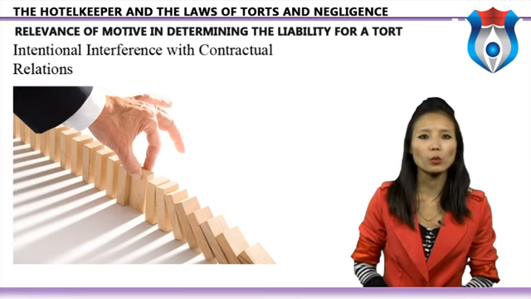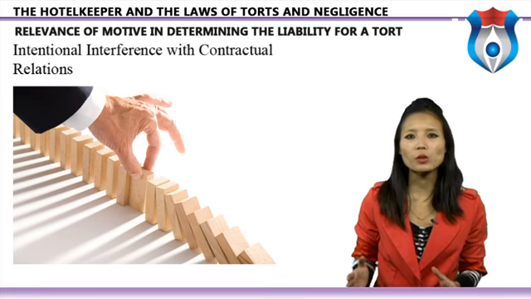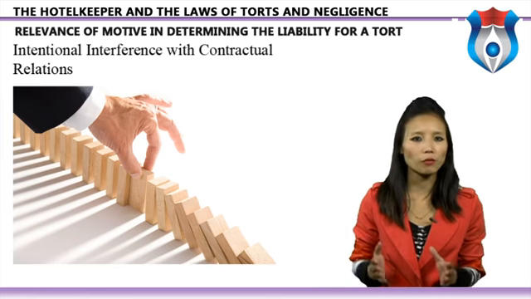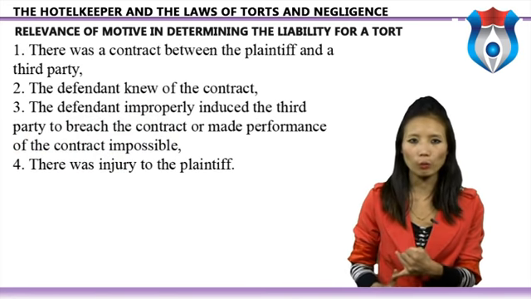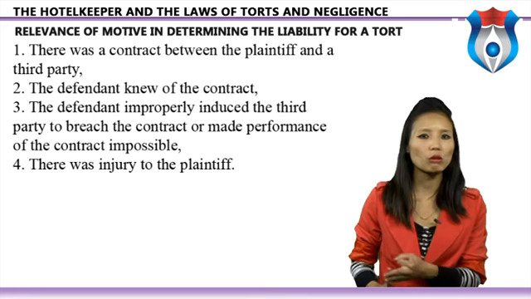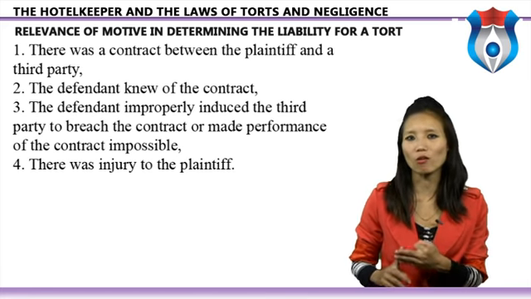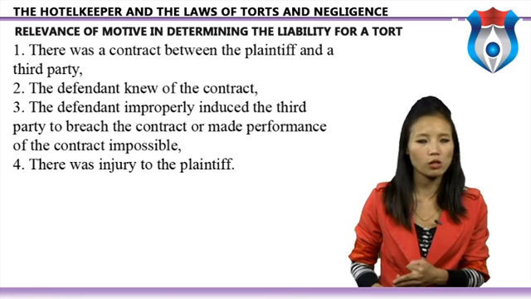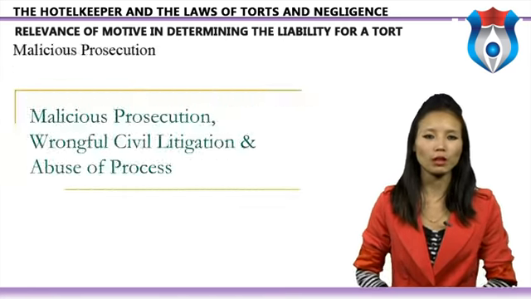Intentional interference with contractual relations. Tortious interference with contract can be established by proving four elements. Number one, there was a contract between the plaintiff and a third party. Number two, the defendant knew of the contract. Number three, the defendant improperly induced the third party to breach the contract or made performance of the contract impossible. And number four, there was injury to the plaintiff.